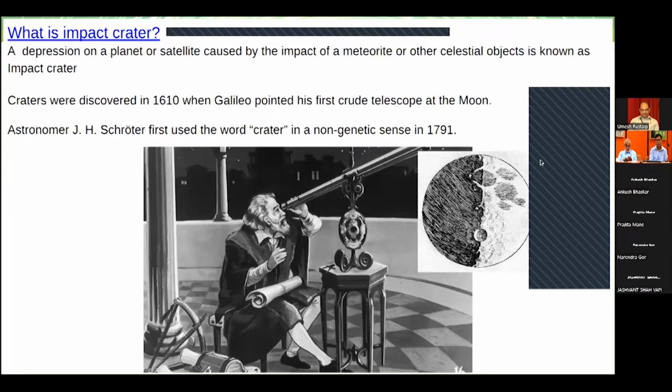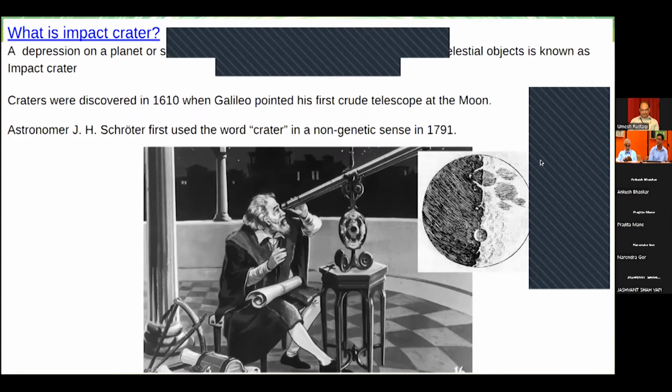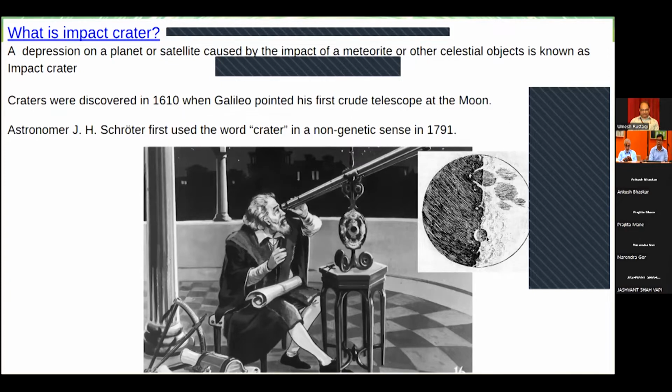These extraterrestrial craters were first seen by Galileo, who pointed his telescope to the sky for the first time, and he saw that there are some pits and depression-type structures, like you can see here on the Moon. This crater is exaggerated a little bit to show that there is some structure on the Moon. From there we started observing craters outside the Earth also. After that, a Scottish astronomer used the term crater in 1791, and now impact crater is a very well-known term, as is volcanic crater.